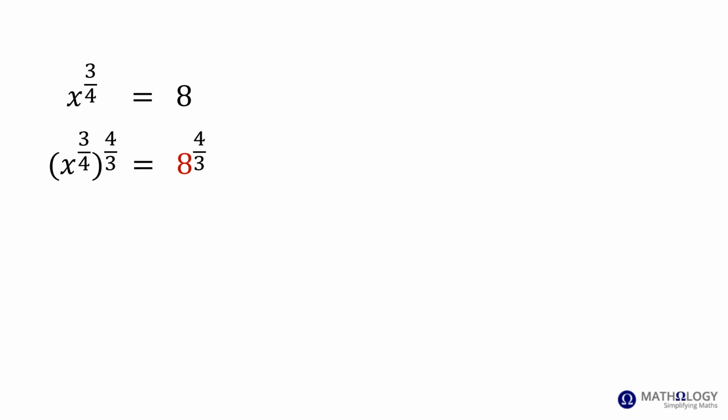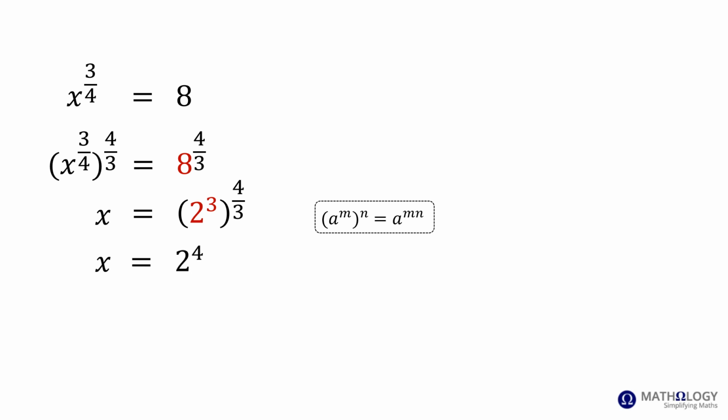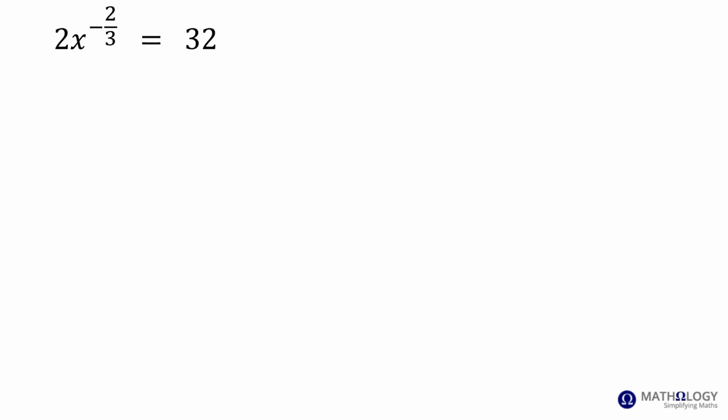Recall the law of exponents that says we multiply exponents whenever raising a power to another power. So on the left we now have x to the 1, which is just x. And on the right we have 2 cubed to the 4 over 3, which equals 2 to the 4. X therefore equals 16.